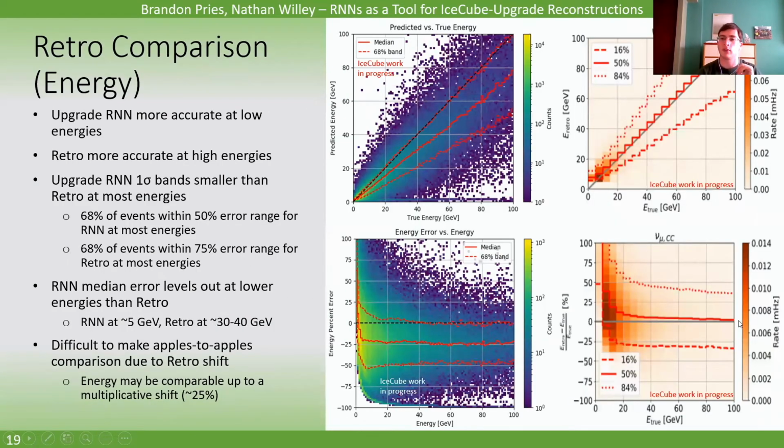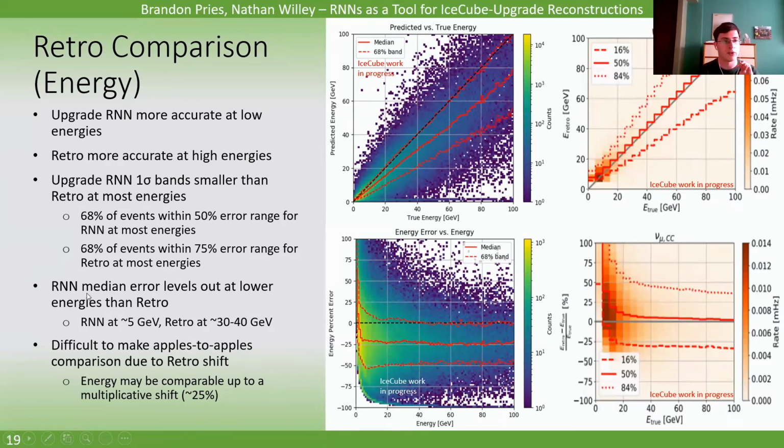So basically what this means is that this red contour here representing the median has been shifted from whatever the actual value is such that it trends along the zero line. That's what that means. And that'd be an additive shift for this plot. So what we see is that the Upgrade RNN is more accurate at low energies, whereas the retro is more accurate at higher energies. The RNN's 1 sigma bands are smaller than those for retro at most energies. 68% of the events, which would be the number of events between these two dashed contours, are within about 50% error for the RNN at most energies, whereas for retro, this spread is about 75%.